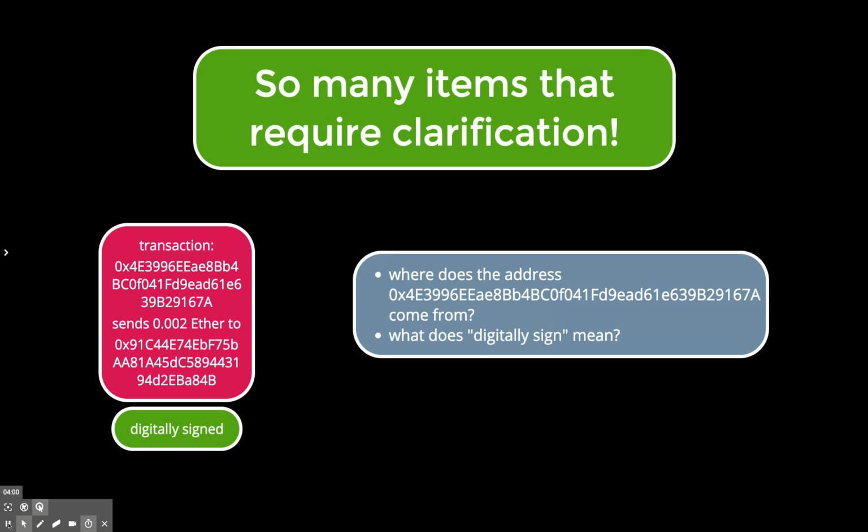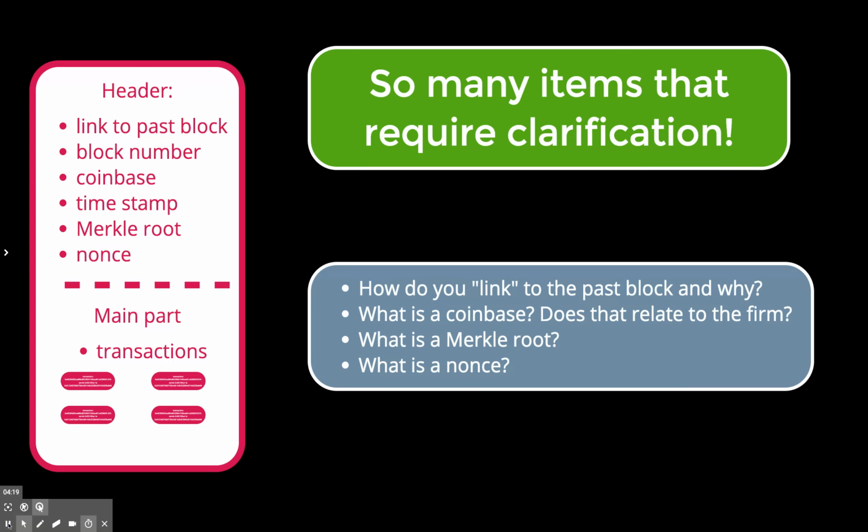Now, there's a lot that we want to discuss in this set of slides. There's a transaction which is digitally signed. We have to have a little bit of a discussion of the digital signature and the process of how that works. These transactions are associated with addresses, so we want to understand how these addresses come about and what they mean. And then you also want to know, how does the linking of blocks work?